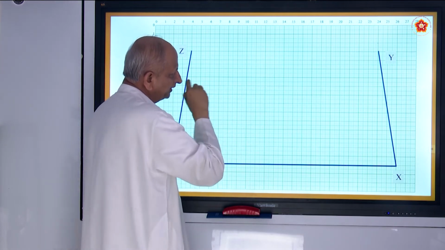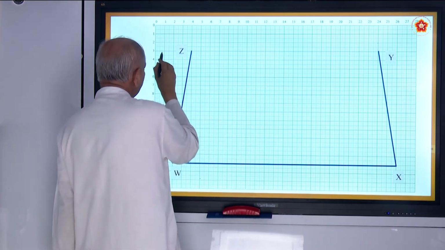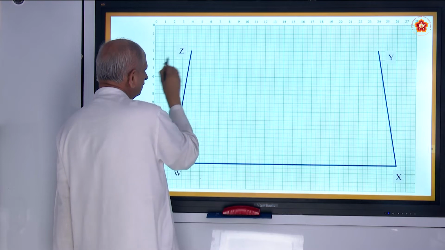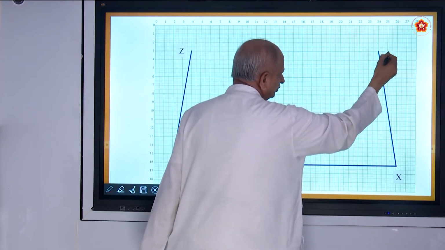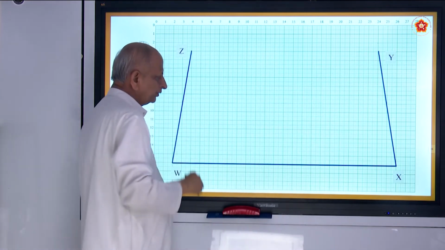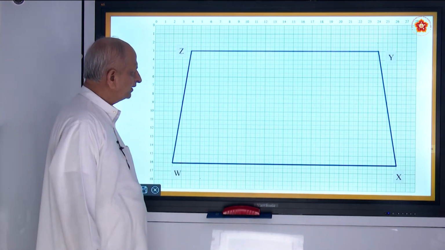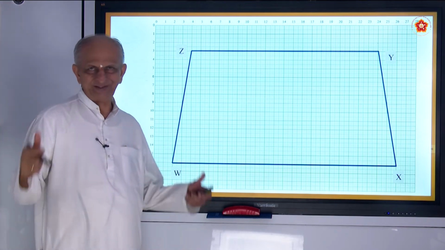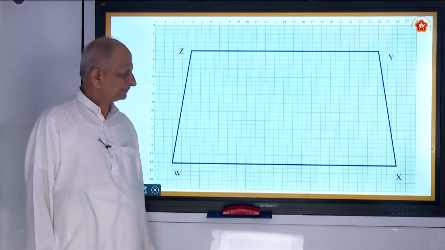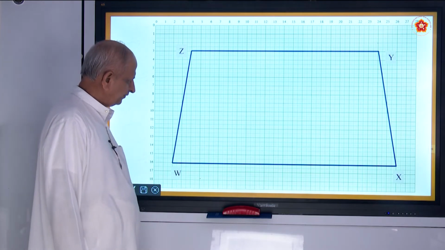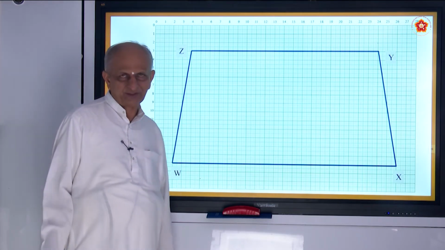And from the right it is fourth. Here it is 1, 2, 3, 4. Here also 1, 2, 3, 4. Now WXYZ is a trapezium. Beautiful figure. You do it? Okay. You can do it in pencil and scale.